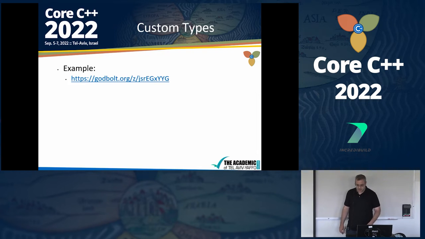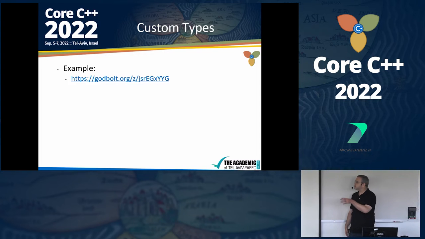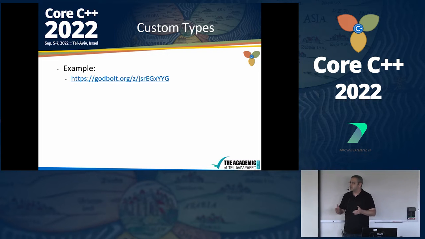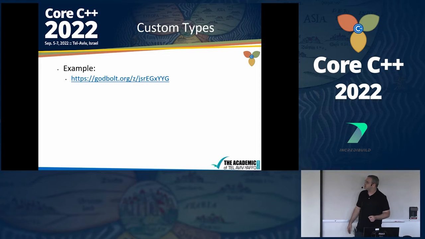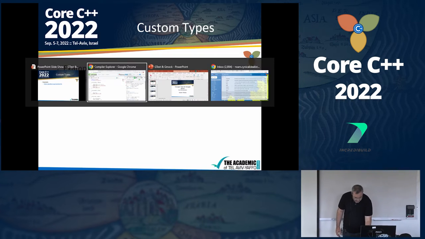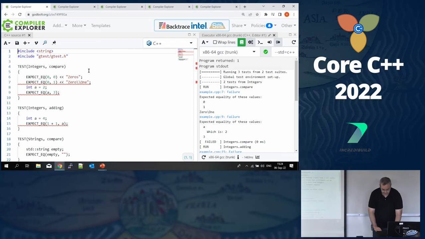So this is great for strings and integers and all the things that we are used to working with in C++, but we also will definitely want to check our own types, our own structures that we defined. So let's look at an example of that. What is required of us in order to do that?